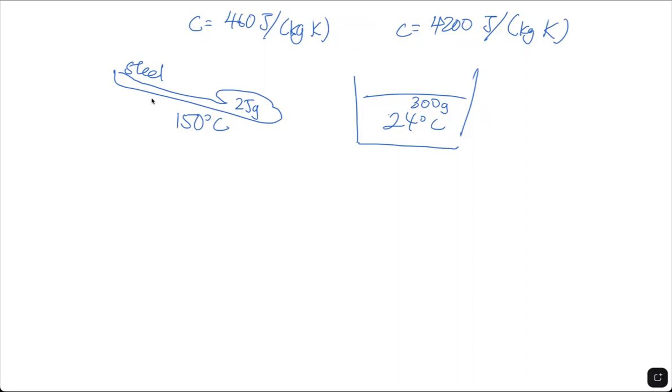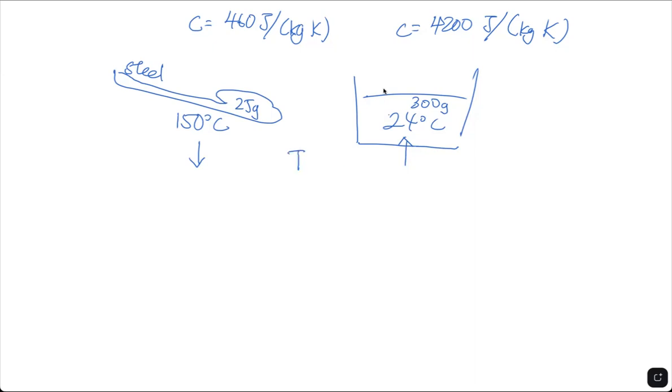Okay, so on the left, you have 150 degrees Celsius. On the right is 24 degrees Celsius. You put this inside the water itself. Energy from the steel spoon, because it's at a higher temperature, will go to the cooler liquid water. Clear so far? The temperature of the spoon should drop, the temperature of the water should increase to a point where both will have the same temperature. So we let the new temperature be T.